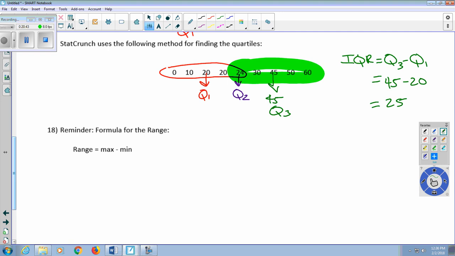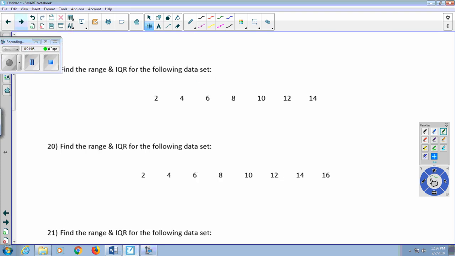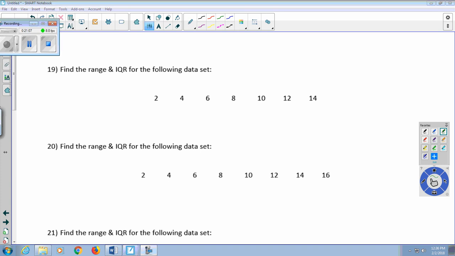So we also saw previously the range as a measure of spread. We're trying to measure the spread. And remember, that's just the max value minus the minimum. So in our case here, it would be 60 minus 0, which is 60. Okay, so let's flip the page. Let's go ahead and find the range and the IQR for the next data set.